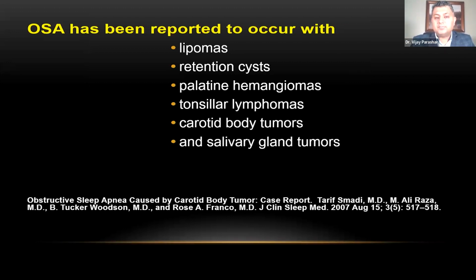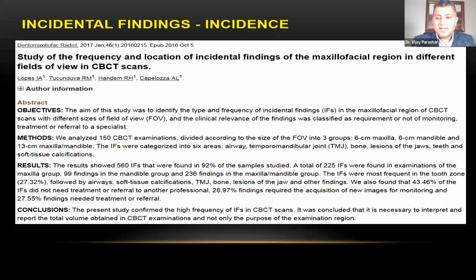These are cases that have been reported where you have benign lipomas, or you could have a retention cyst, or you could have a hemangioma, you could have a tonsillar lymphoma, or carotid body tumor, which is again in the same proximity, or you could have a salivary gland tumor. So these are all different pathologies that have been already reported or published, which can cause asymmetric constriction of airway. So in addition to the numbers, look for asymmetric changes.